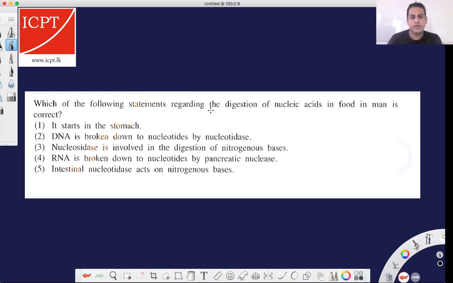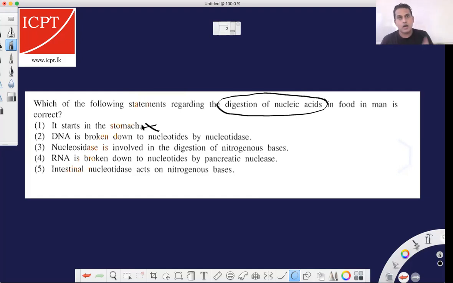Right. Now we come back to the question again. Which of the following statements regarding the digestion of nucleic acid is correct? It starts in the stomach. This is wrong. I told you, it starts from the level of intestine, because pancreas releases enzymes, then they start the process. Next one, DNA is broken down to nucleotides by nucleotidase. DNA is broken down to nucleotides by ribonucleases and deoxyribonucleases. They are called nucleases. So that's wrong.